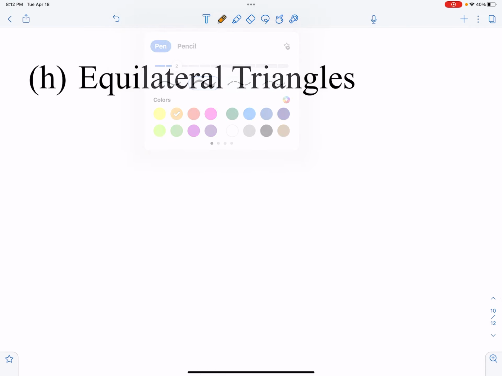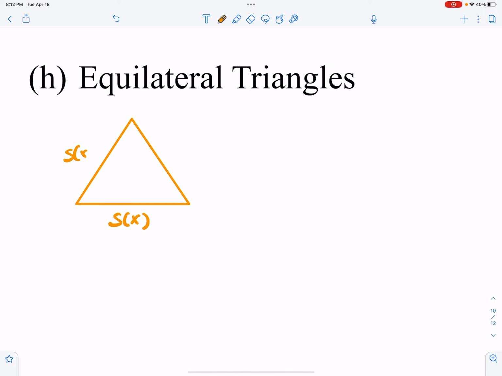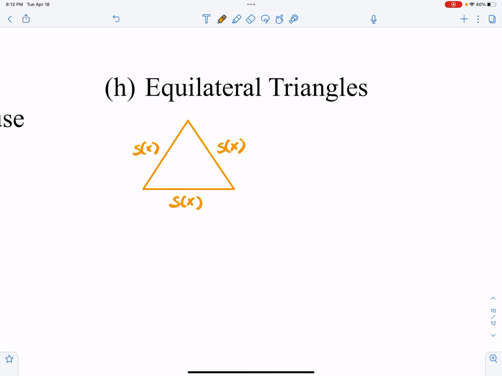And then last one, if the cross sections are equilateral triangles. Okay, so if the side lengths of the triangles are equal, meaning each side would end up being a length of s of x. Now we need the area. So we are going to need the height. We have the base is s of x, but we are going to need the height. Because this is an equilateral triangle, you know that all the angles are 60 degrees. So this angle would be 60 degrees.